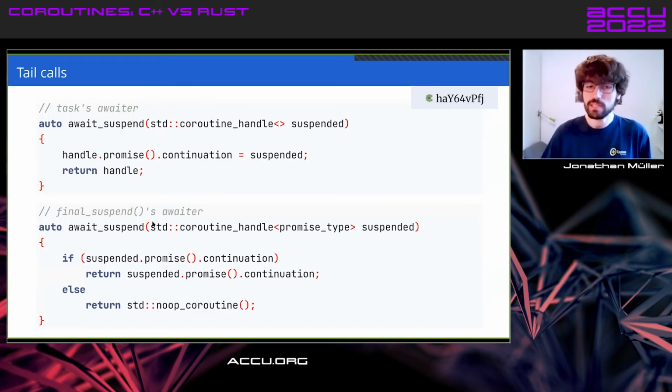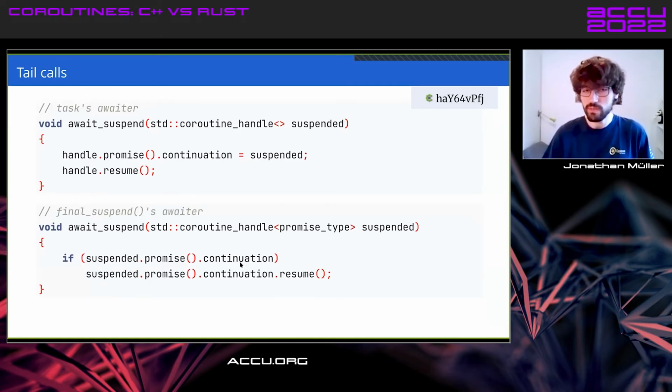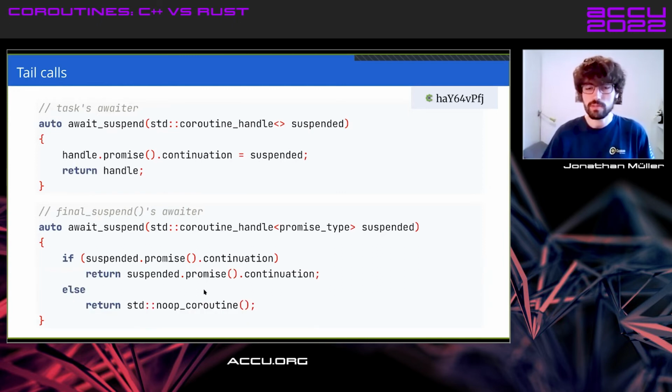It's a bit more tricky for await suspend, because we only want to call resume if we actually have a continuation. So in the other case, we have to return noop coroutine, which just indicates, hey, I don't have a continuation. So instead of continuing with another coroutine, just continue back with our last call. And now this would actually work, right? We can call it many times in a loop because we're not having any call stack issues. This will just work as is. Currently on GCC, you need to turn optimizations on for it to actually work, but this is a bug in the implementation that will probably be fixed at some point.